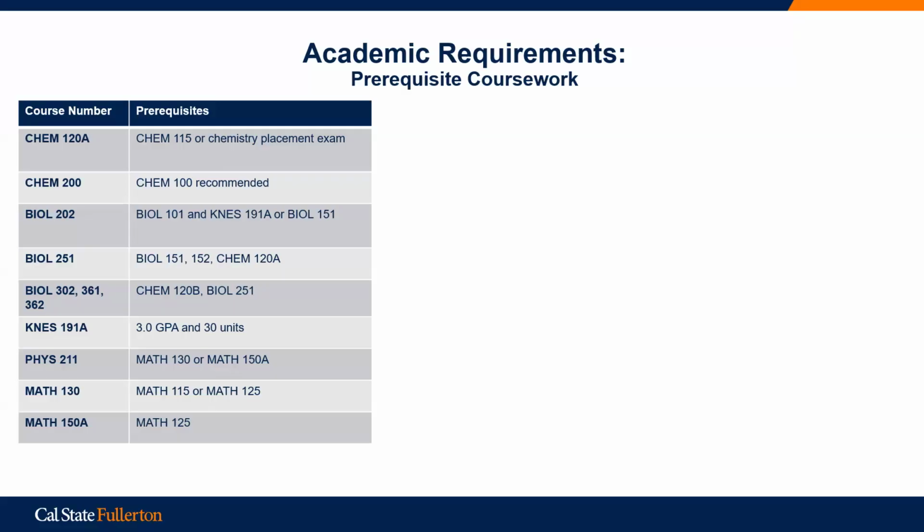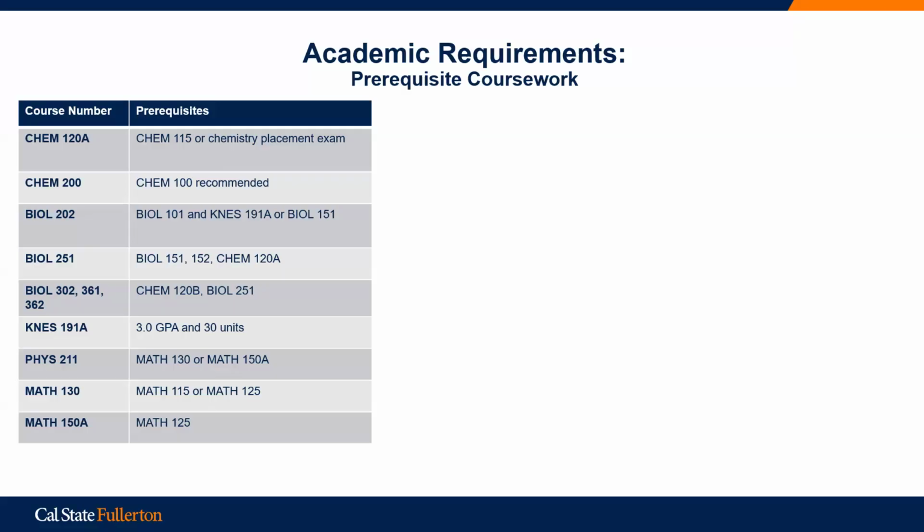For Bio 202, this is the lower division microbio course. Your prerequisites here are going to be Bio 101 and either Kinase 191A or Bio 151. One note about this course is that it is only offered here in the spring. The next is our genetics course, Bio 251. You do need to have both semesters of general biology as well as your first semester of general chemistry.